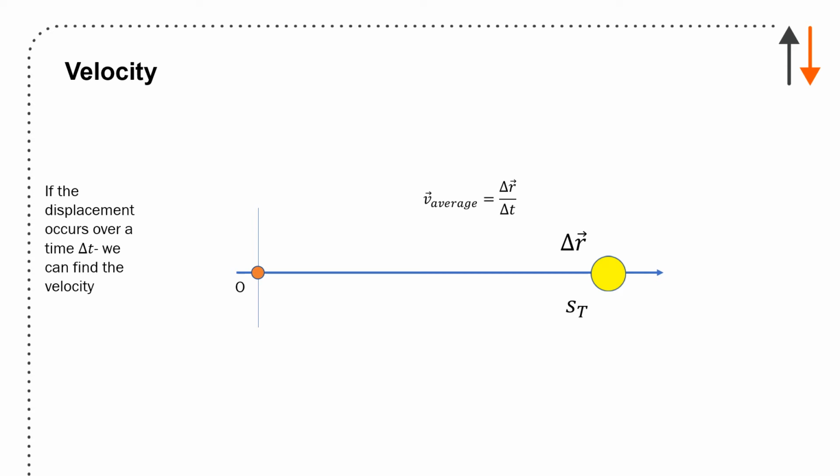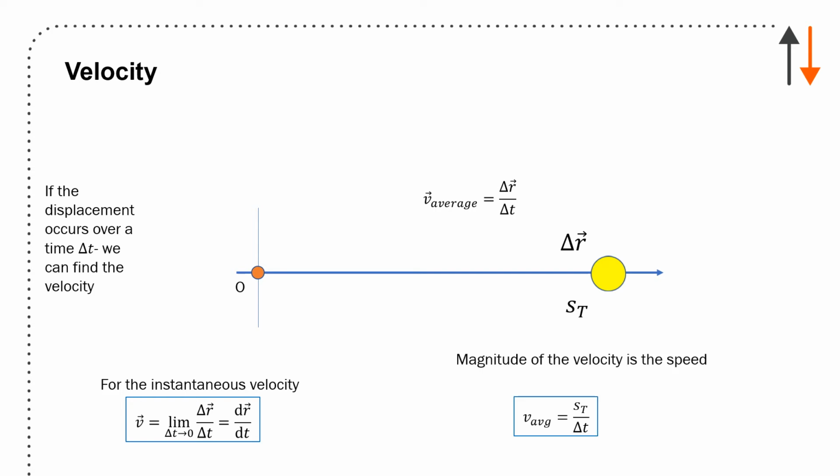So if it occurs over some time delta t, we can say, okay, that's the velocity, and the average velocity is just delta r over delta t. For the instantaneous velocity, as I bring the time down to delta t going to 0, I have delta r over delta t, or at the limit, dr/dt. So I have an instantaneous velocity term.